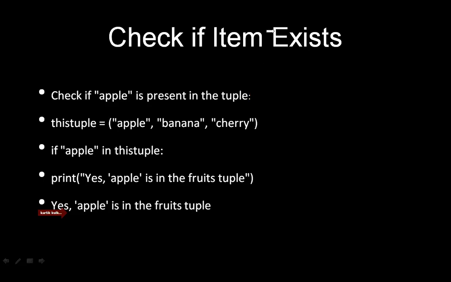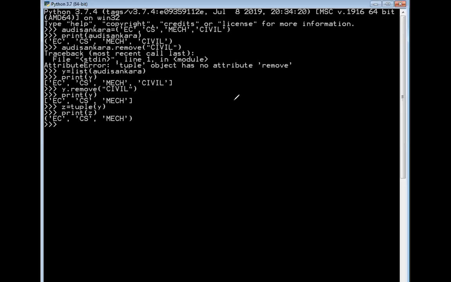Now we will practically implement it and check whether that element is present or not. In this output you can notice that EC, CS, and mechanical are there. Now I will check whether EC is present in this particular tuple or not. As you have already noticed, I will use the if keyword, and then I will specify the value.